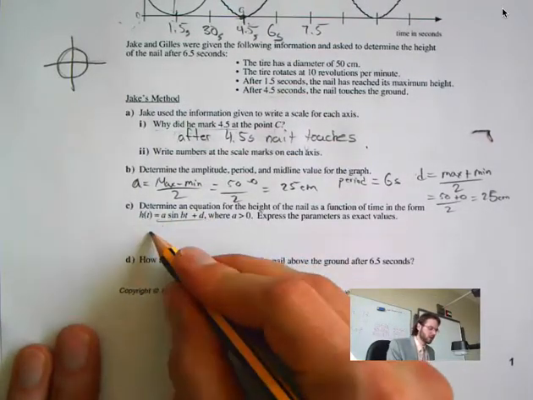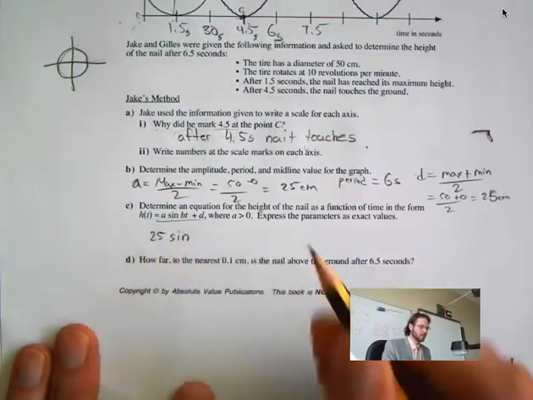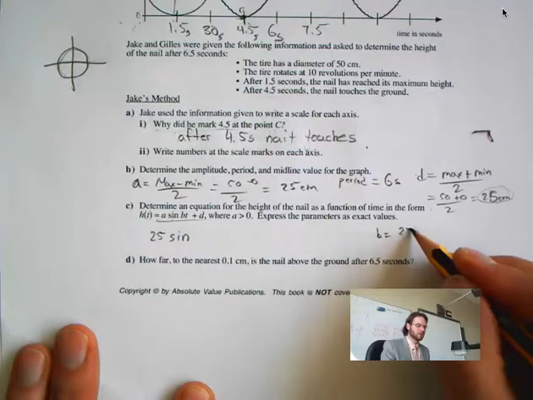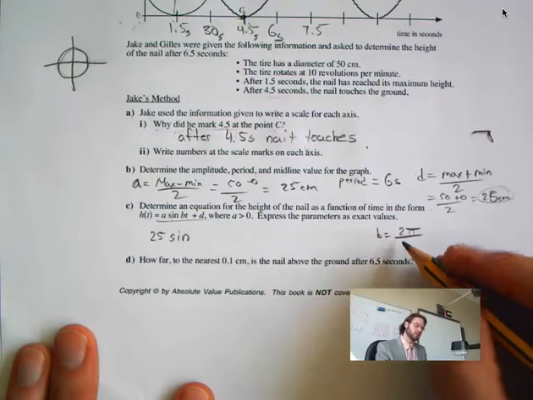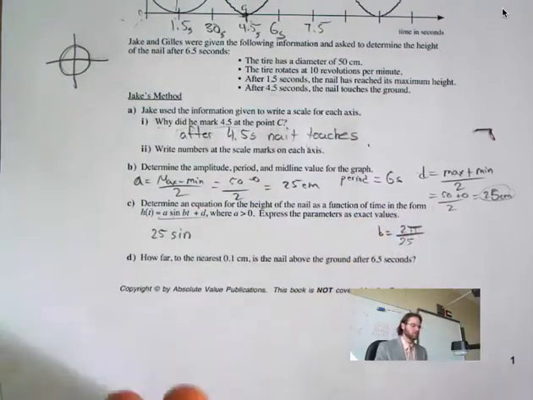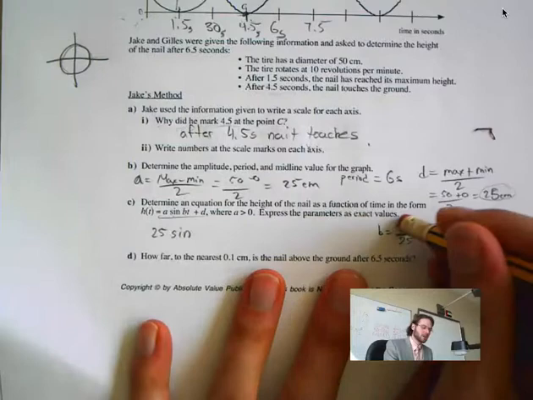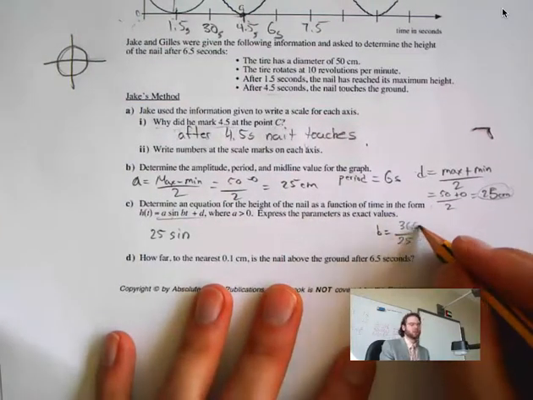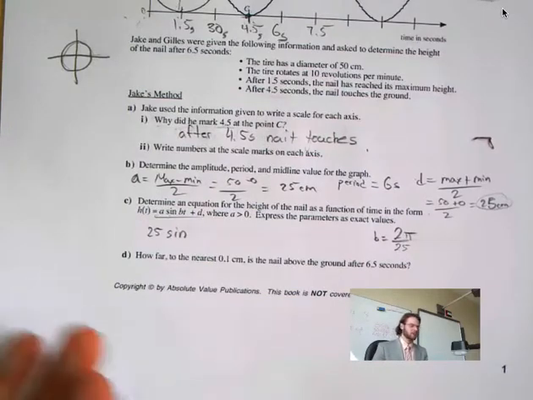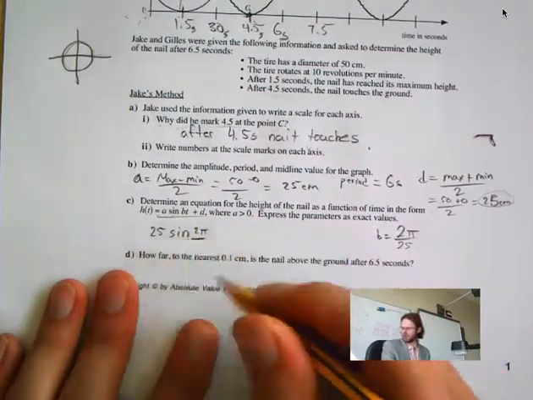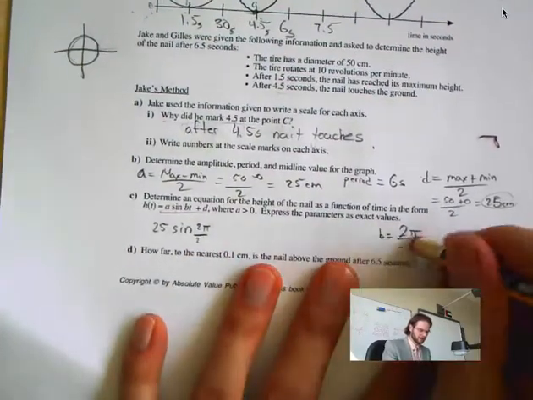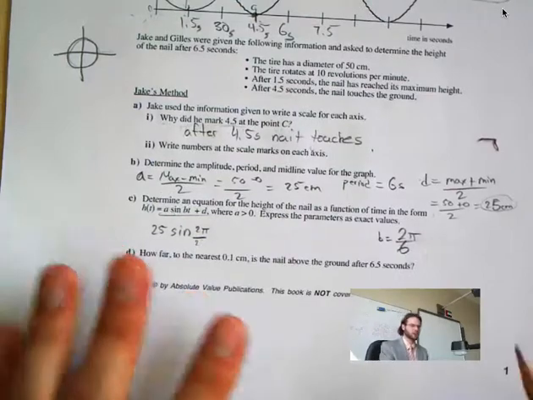So my A is 25. Since we have the period, we have to find b. b is equal to 2 pi divided by whatever my period is. If I had it in terms of degrees, it would be 360 divided by the period. But I'm going to keep it in terms of pi. Oh, sorry, my period is 6, not 25. So b is 2 pi over 6, or else I could have gone 360 over 6.